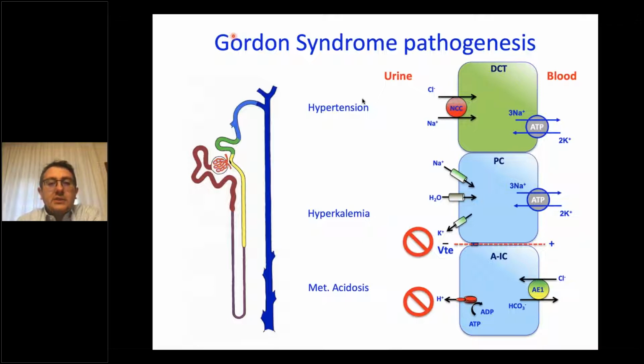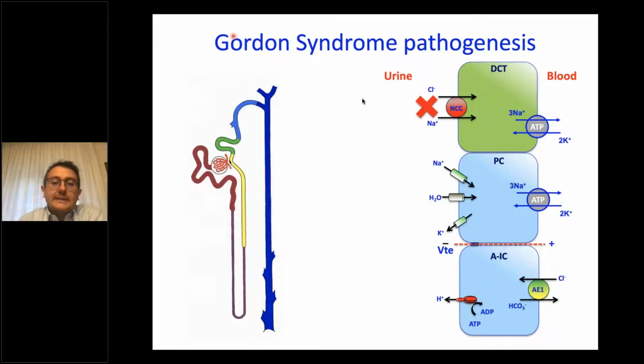And this was considered confirmed by the fact that by applying thiazide diuretics, you have an increased delivery of salt to the distal nephron, and so you can restore normality. So you treat hypertension, hyperkalemia, and metabolic acidosis.